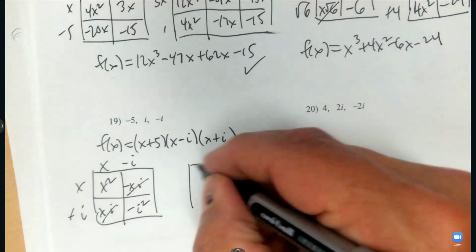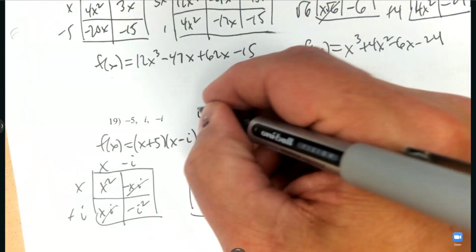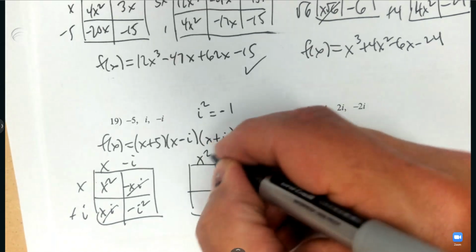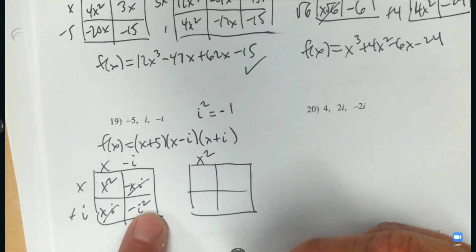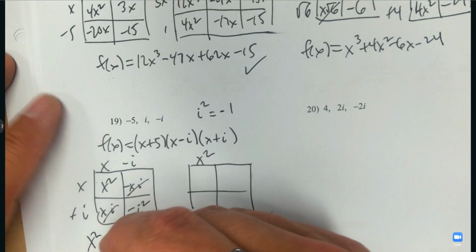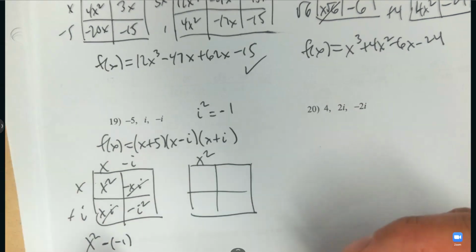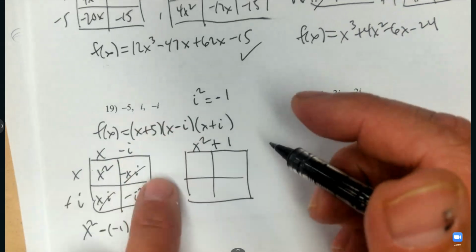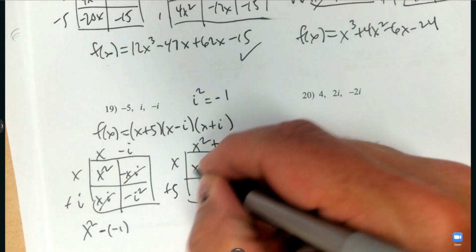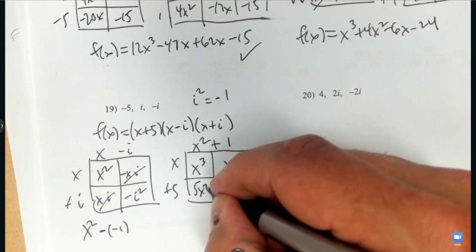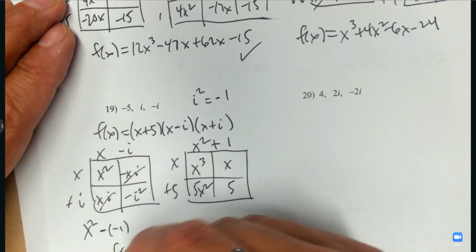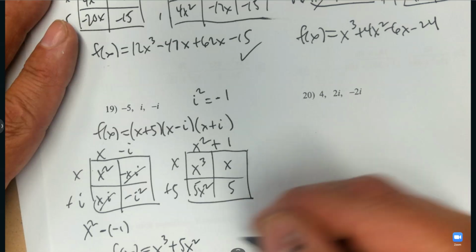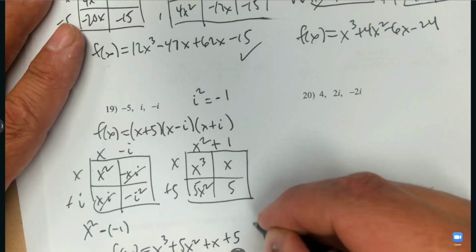So this again is a binomial. I need to remember that i squared is equal to negative 1. So this is really x squared minus negative 1. So this is x squared, and then you plug in negative 1 for i squared. So altogether that's x squared plus 1. And then on the side I'll use x plus 5 and then finish the multiplying. So that's x cubed plus 5x squared plus x plus 5.